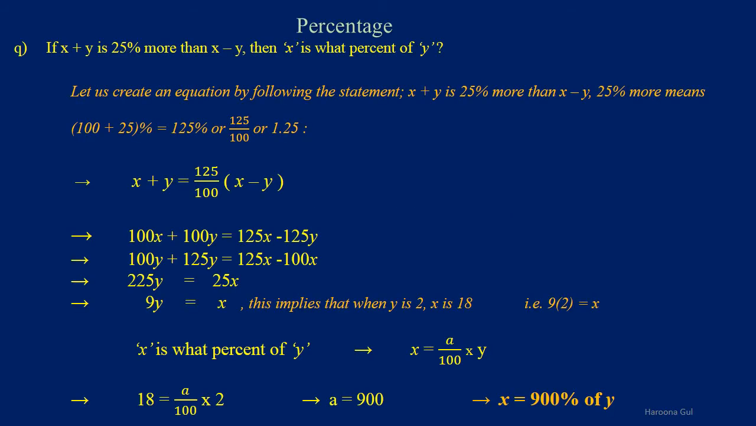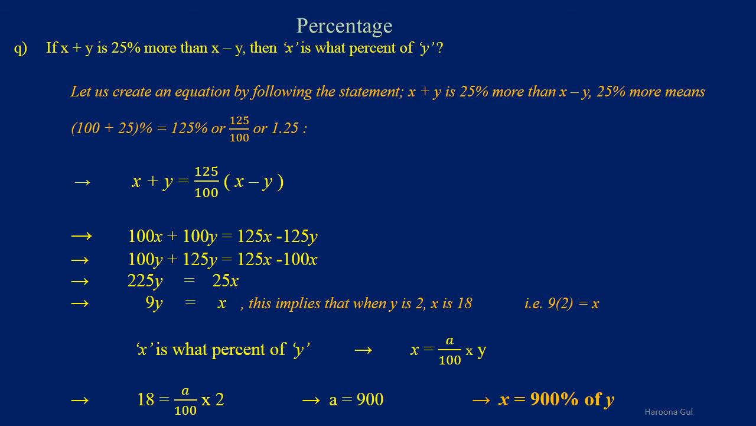Okay, so our first question says that if x plus y is 25% more than x minus y, then x is what percent of y? Now you see, the important thing here is that x plus y is 25% more than x minus y. 25% more or any percent more means you have to add 100 to the percentage that is given in the question, right? So 25% more means 125%, or 125 divided by 100, or 1.25, right?